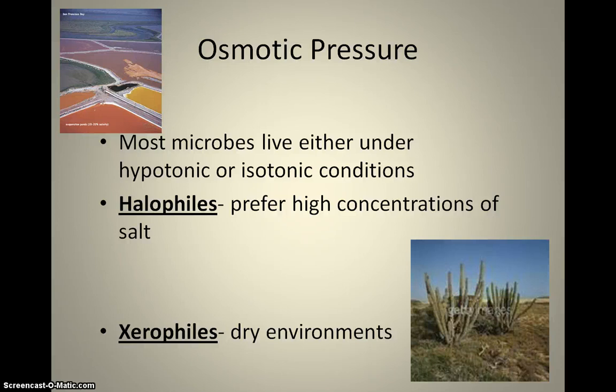But there are some bacteria that are considered halophiles. So these are bacteria that prefer high salt concentrations. And if we look at this picture up here, this is a picture of the San Francisco Bay, and these are evaporation ponds where essentially they pull water and trap it in these flats, and they try to pull out salt from the ocean, so sea salt.